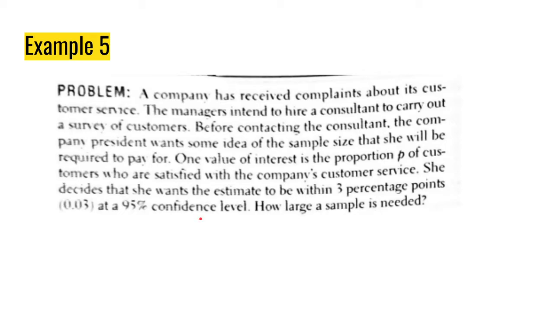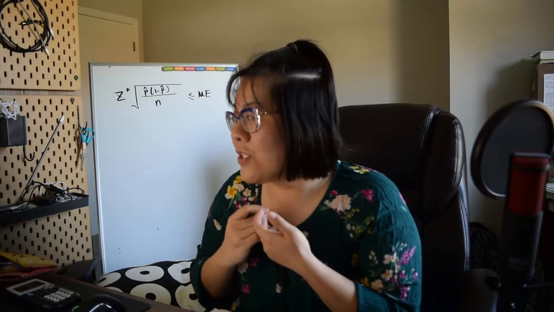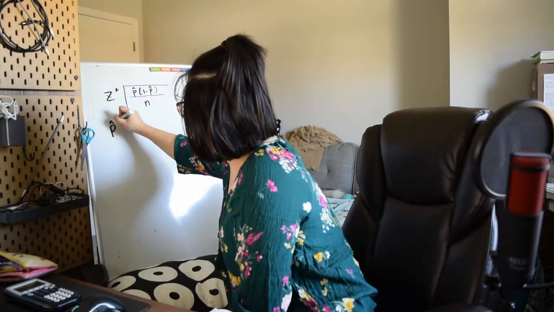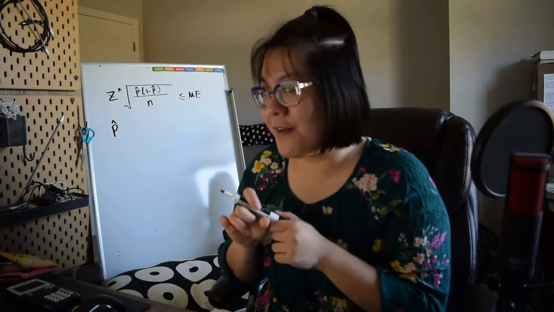So in this question, we can imagine that when you do a satisfaction survey, half of the people will be satisfied, half of them will not. So the guessed proportion of the customers who are satisfied with the customer service, we can imagine will be 0.5. So over here, our P is 0.5. Half of the customers are satisfied, half of them are not.